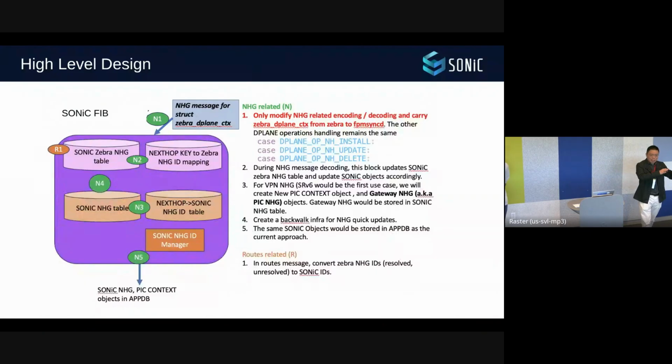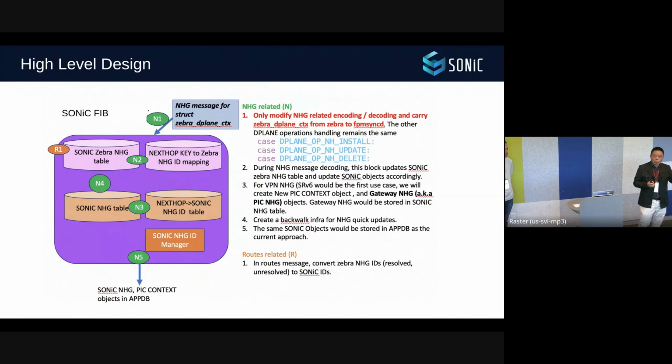Here, as I was mentioning, it is a different object, because this is not a next hop group to next hop group mapping. It will be mapped to a different object based on the use cases. So the first thing we want to do is get all the information from Zebra and store it in the SONiC Zebra NH table. Logically, you can consider this exactly the mapping between Zebra down to SONiC, so we would be able to get all the needed information.